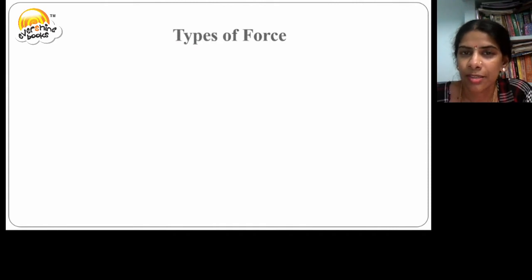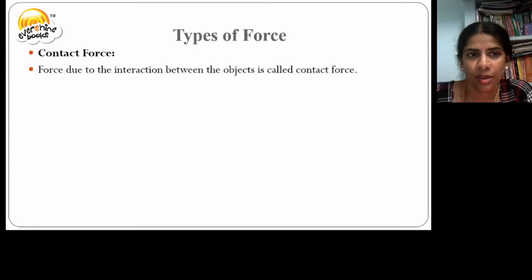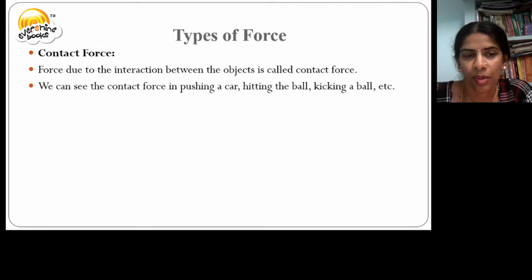Let us now discuss the different types of force. Contact force. Force which is formed due to the interaction between objects is known as contact force. We can see contact force in pushing a car. You are pushing, that is an interaction between the objects. Hitting a ball, kicking a ball, etc.